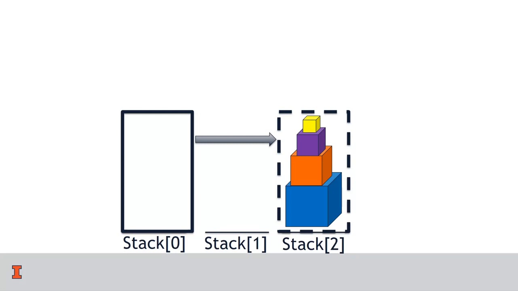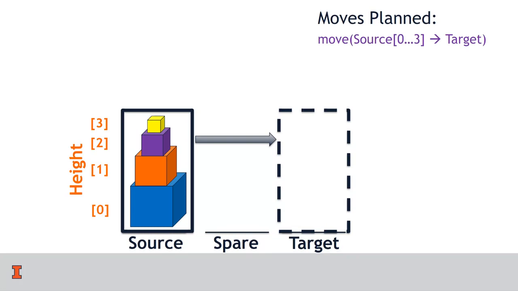But let's look at this more mathematically. Let's analyze exactly what's being planned. So instead of looking at the moves that we actually made, let's keep track of the moves we've planned. So our plan is to move the source stack. I'm going to label the stacks as a source and the target. The goal here is I want to move everything from the source to the target.